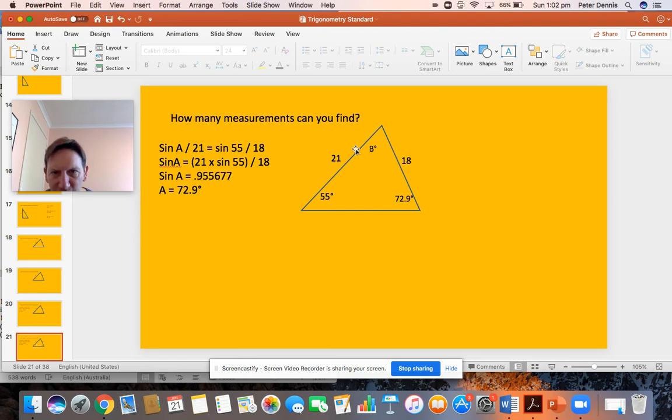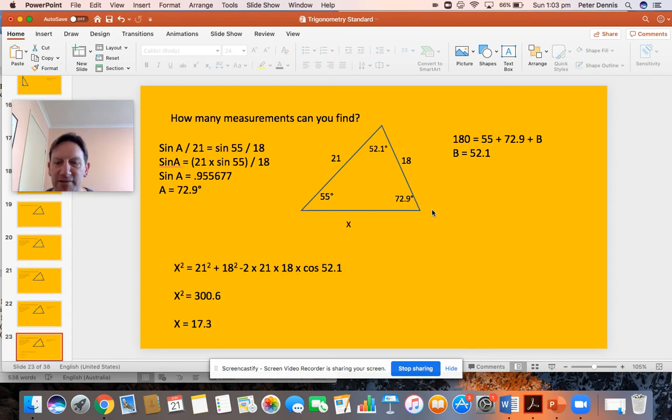Again, we might want to find what this B is. How do we do that? Angle sum of a triangle. So angle sum of a triangle is just going to be 180 minus the 55 minus the 72.9. So we get this is 52.1. Okay, we still need to find this length. This is probably our last one, but maybe there's one more that I'll throw in as well.